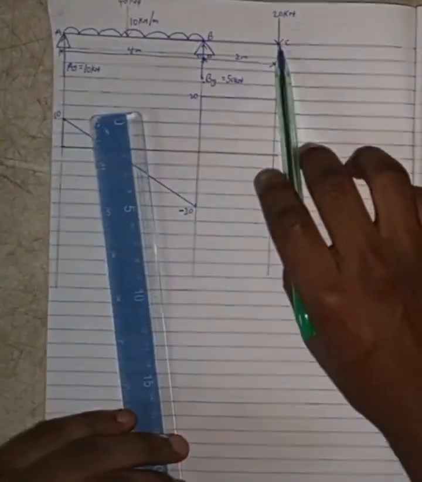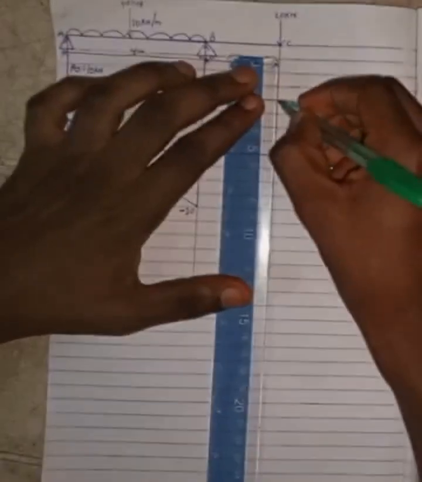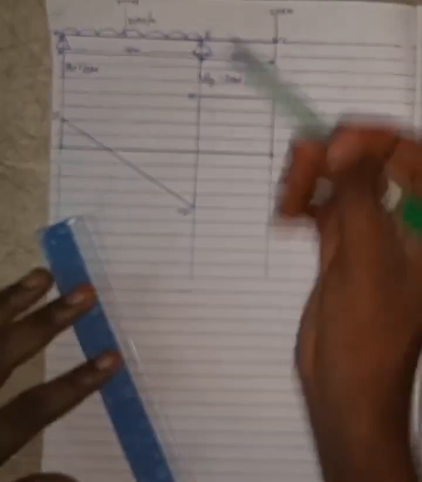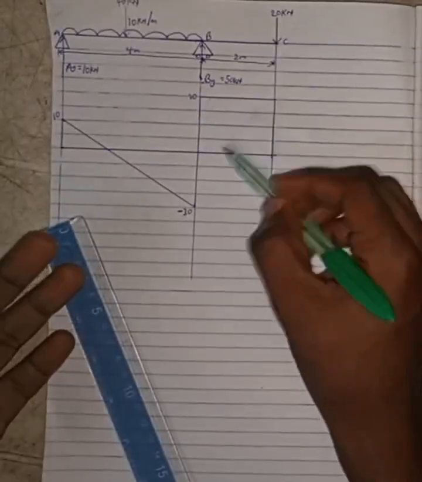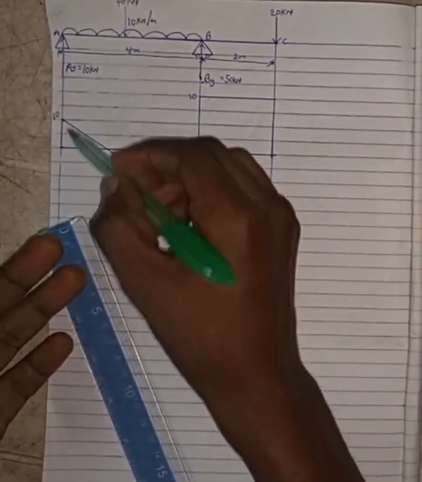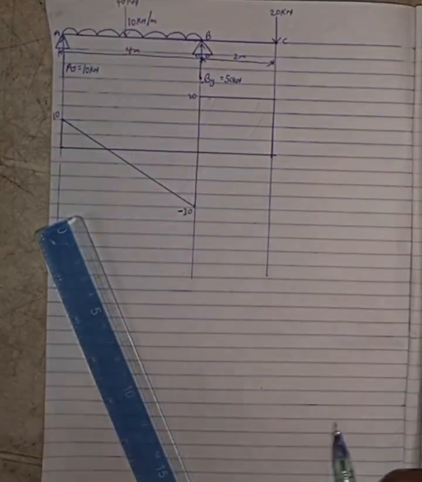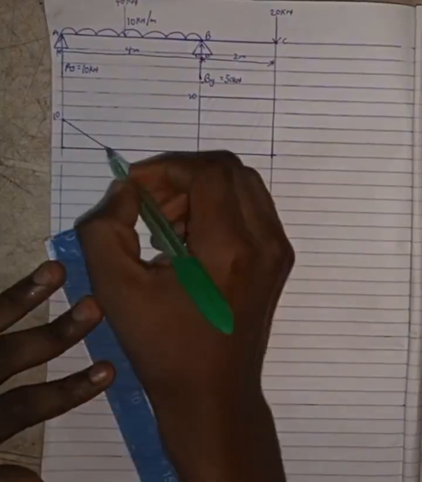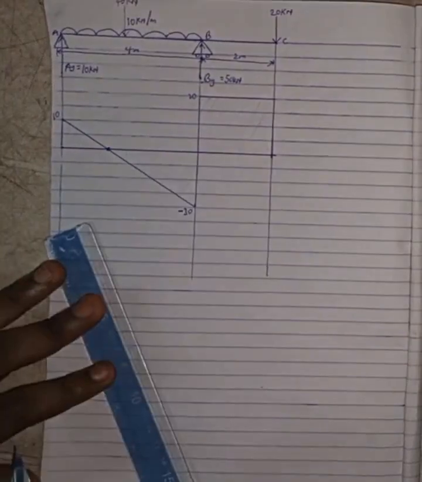Then after that, you have 20 kilonewton pressing downward. And that's all. You can see, this is your shear force diagram. This part is positive, this part is negative, and this part is positive. That's it. Now, the last thing for you to do is this: can you tell me the point where the shear force is equal to 0? How do we get this point where the shear force is equal to 0?